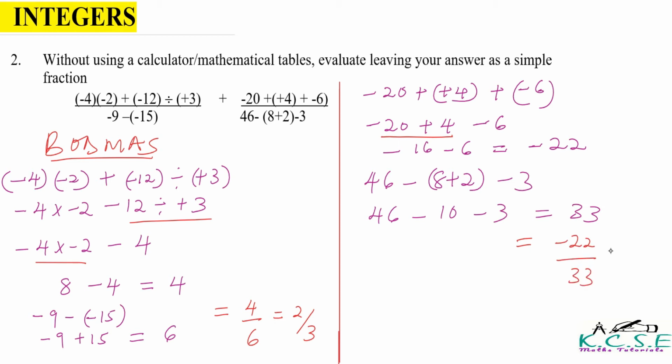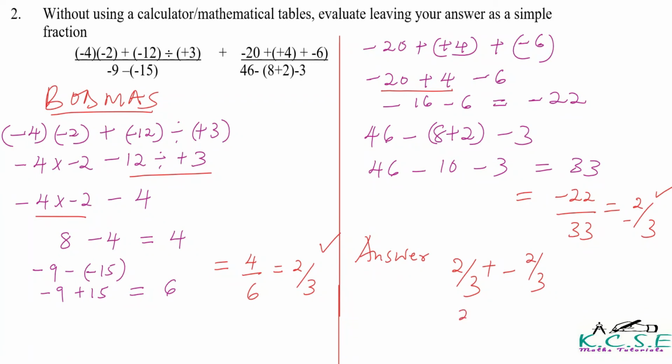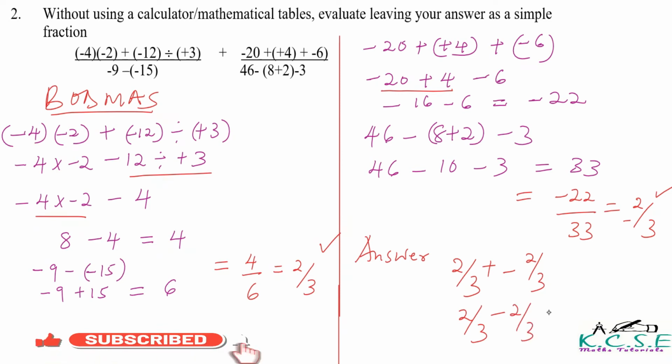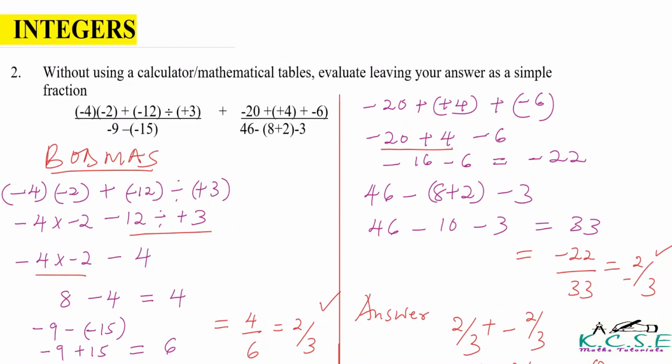This one is divisible by 11. When you simplify this, it gives 2 over 3, which is negative. Now that we have the solution on this left hand side, which is 2 over 3, which you got here, and the solution for the right hand side, we add. 2/3 plus negative 2/3 gives 0 as the answer. So that is how you're supposed to work out that question.